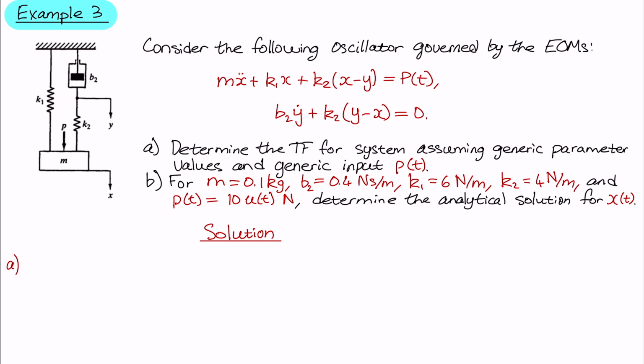We're asked to determine the transfer function for this system, assuming generic parameter values and some generic input p(t). In part B, we are given numerical values and what the forcing function is, and we're asked to compute the analytical solution for x(t). For this example, I'm going to have you work on it as well, and we'll spend the rest of the class working on it.